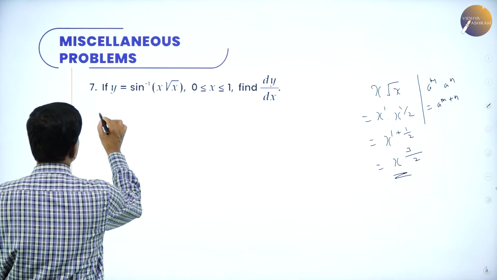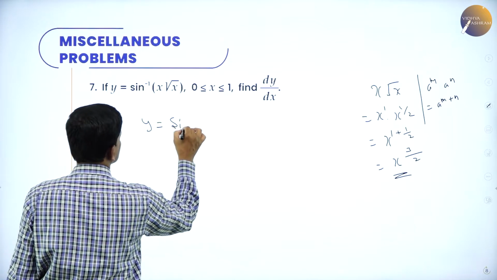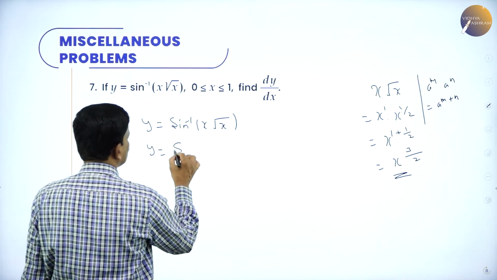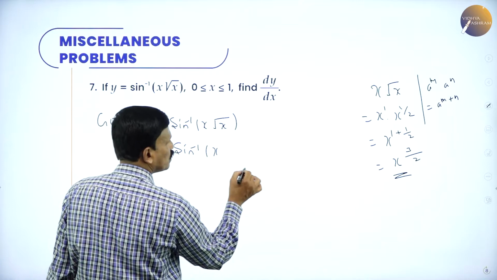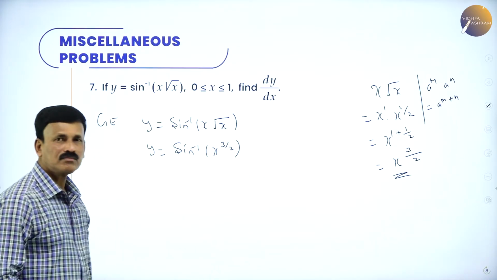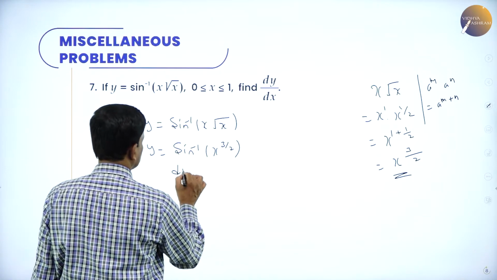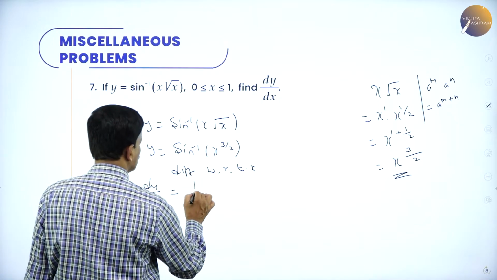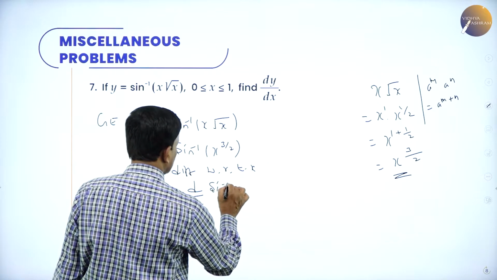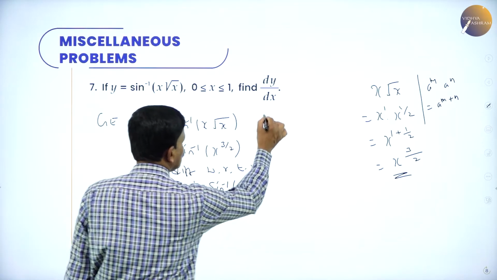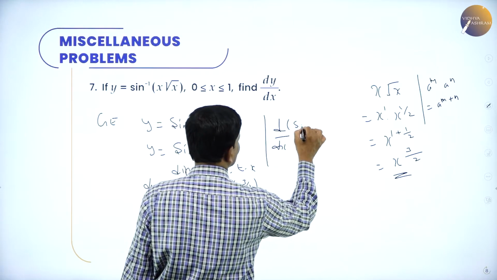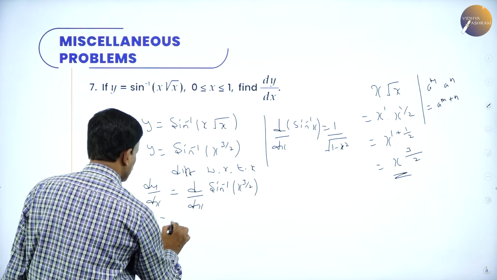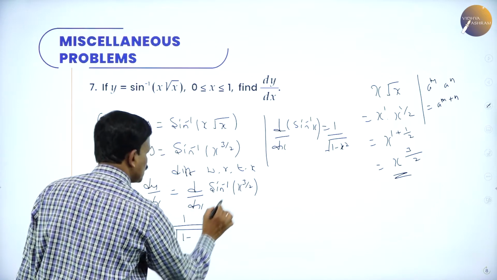The given equation becomes y is equal to sine inverse of x root x, which can also be written as sine inverse of x to the power of 3 by 2. Now differentiate this with respect to x. Dy by dx is equal to d by dx of sine inverse of x to the power of 3 by 2. Since we know the differentiation of sine inverse x is 1 by root of 1 minus x square.